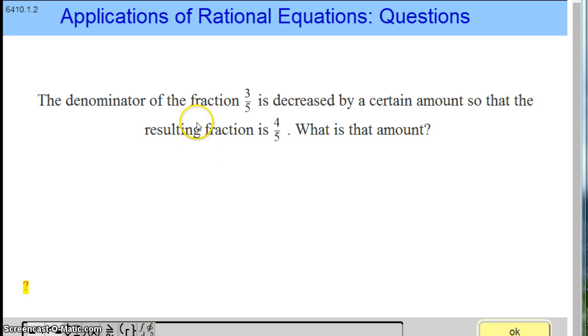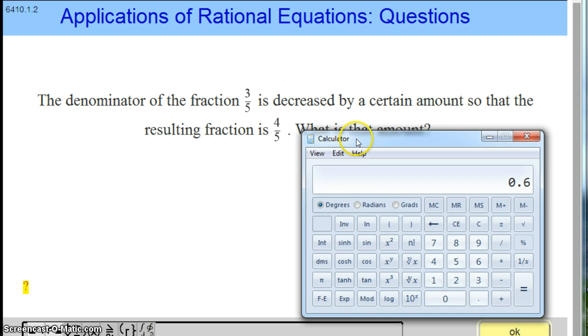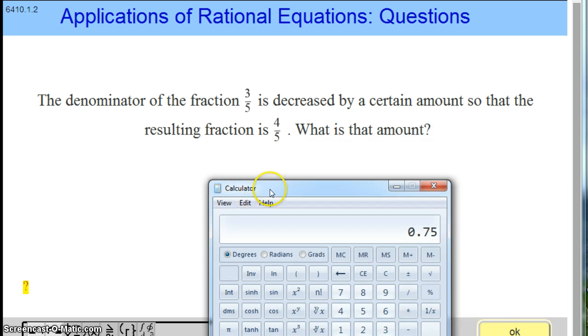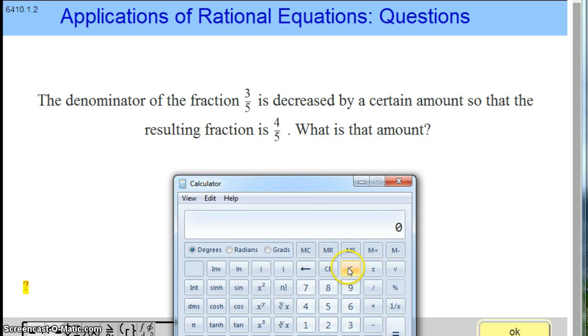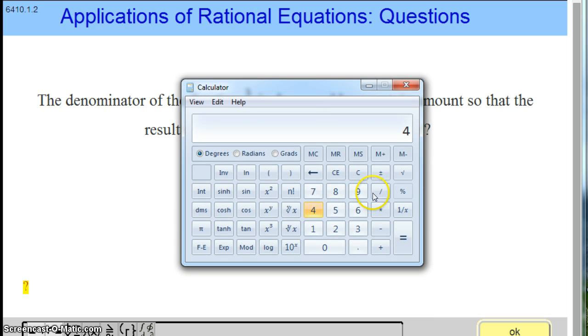That's kind of what they mean by decreasing the denominator increases the fraction. So we have again 3/5, that's 60%. If I were to decrease this to 4, 3/4, then we'd have 75%. 3 divided by 4 equals 75%. So this is clearly decreased by a certain amount where we get 4/5, which is 80%. 4 divided by 5 is 80%.